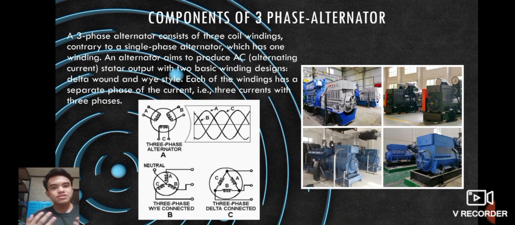A three-phase alternator consists of three coil windings, contrary to a single-phase alternator, which has one winding. An alternator aims to produce AC alternating current stator output with two basic winding designs, delta wound and WYE style. Each of the windings has a separate phase of the current. Rotary currents with three phases.